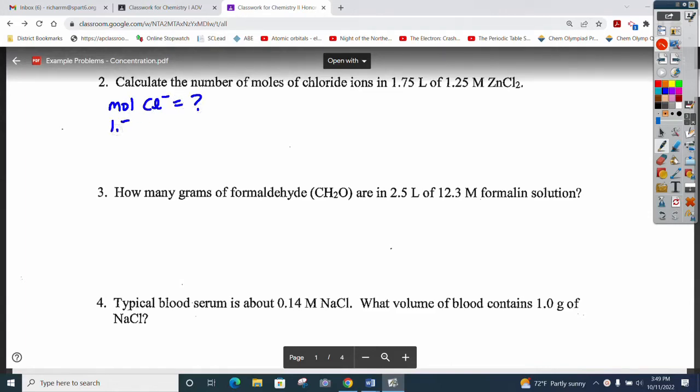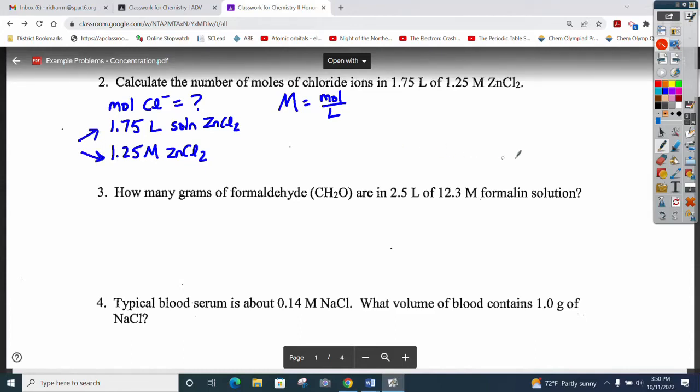I know I have 1.75 liters of the entire thing, so I call that liters of the solution. And I know that I have 1.25 molar of the zinc chloride. So because they gave me capital M, that's the equation I'm going to write down. Molarity is equal to moles over liters. Now, the solution that they gave me right here is zinc chloride. I've got this concentration and I've got this much.